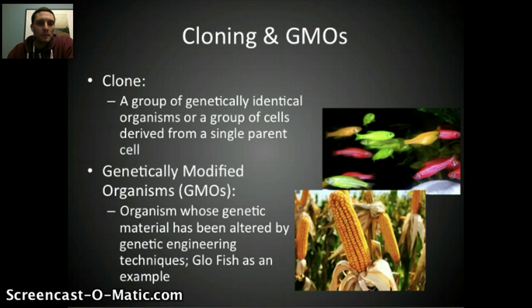like we see in commercially available glowfish. Other organisms that are often modified are plants, crops. Corn is one of the most genetically modified organisms on the planet. We'll look at some of the advantages and disadvantages of that.